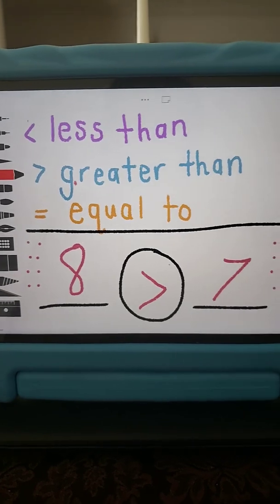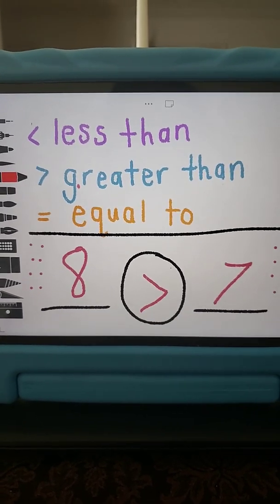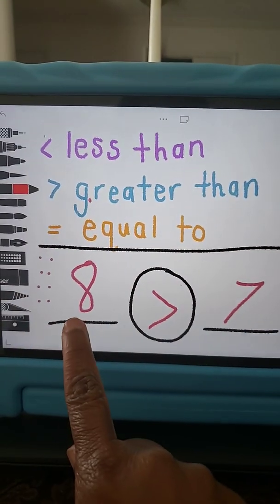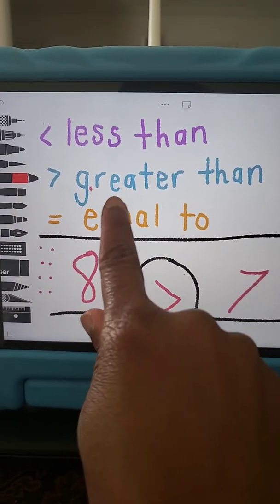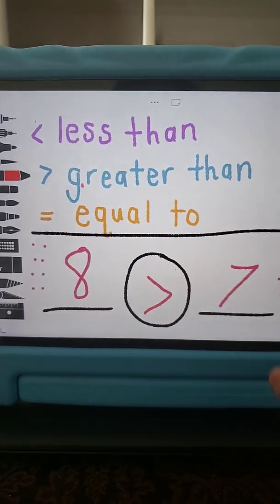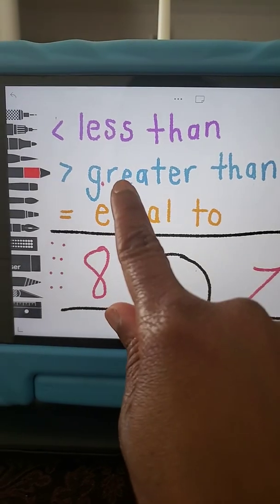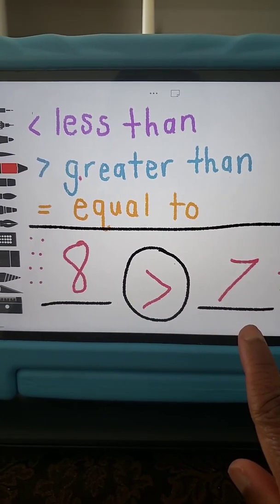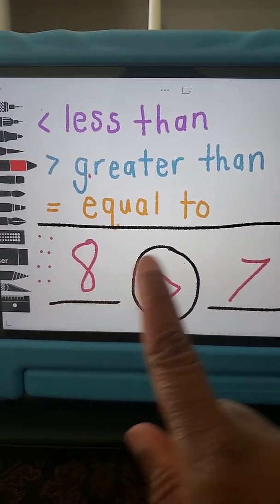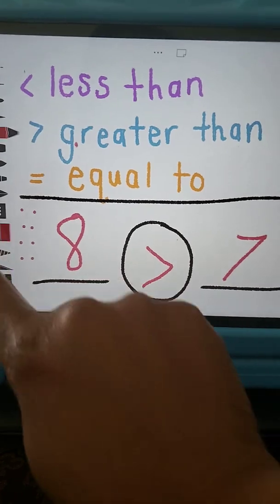Now we can read this sentence just like we would a number sentence. This says 8, what does this symbol mean? Is greater than 7. Okay? 8 is greater than 7. Or I could say 8 is more than 7. Okay? All right, we're going to try another one.